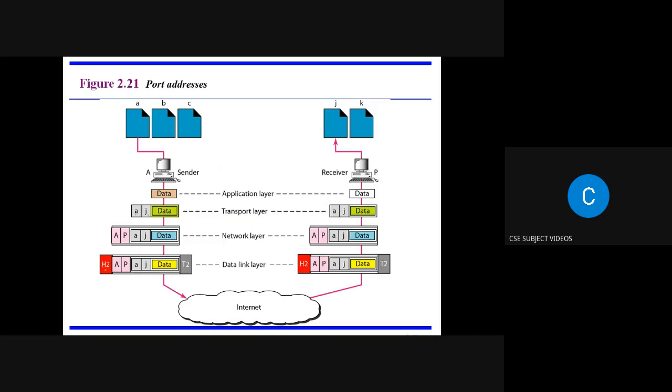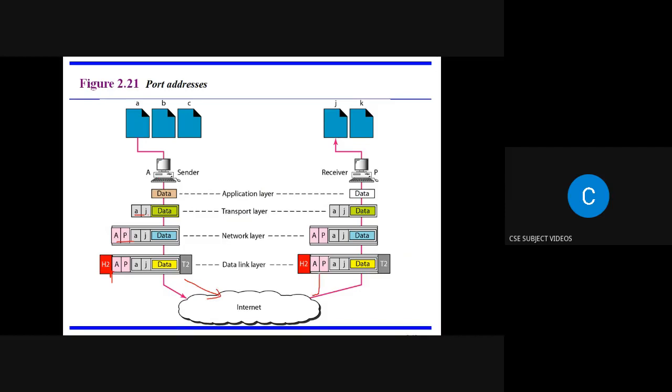After that, physical addresses are added at each layer, and the data is transmitted to the internet. So the port addresses are added at the transport layer, and then in the network layer, logical addresses are added. In the data link layer, the physical address is included, the physical address of sender and then receiver. After that, the message is transmitted through the internet.